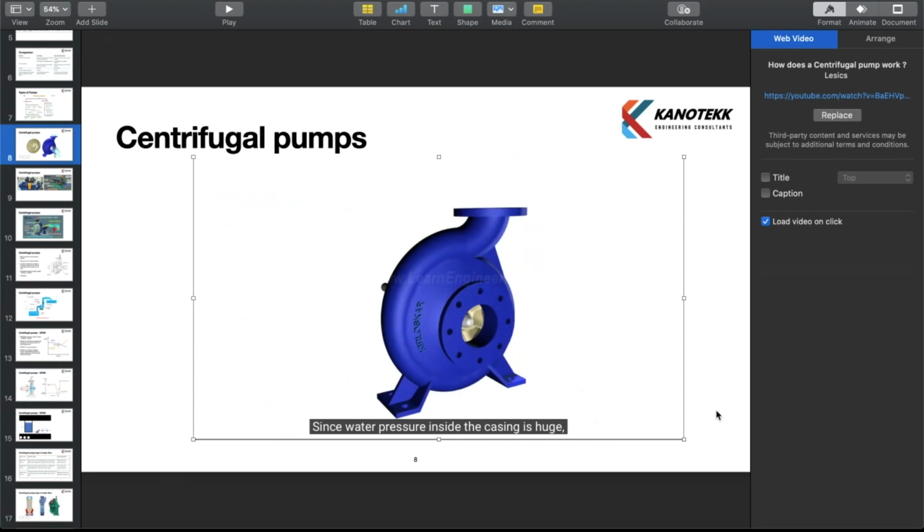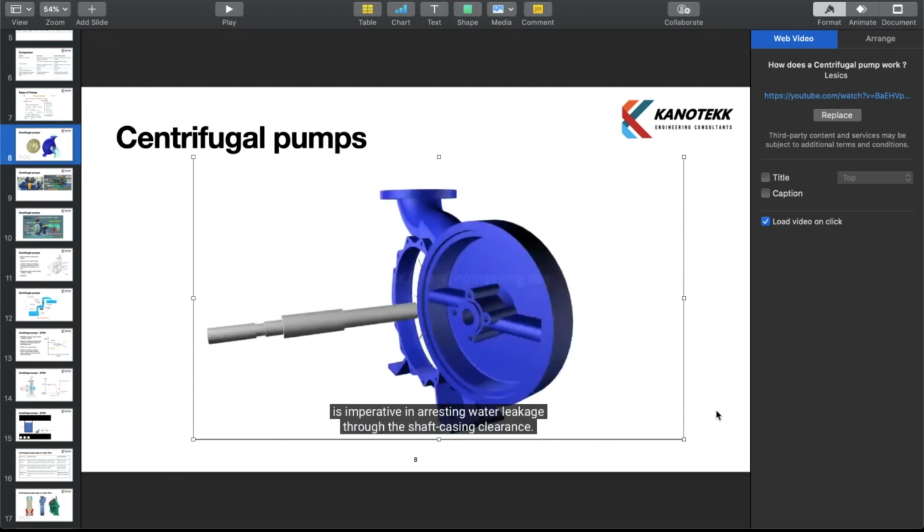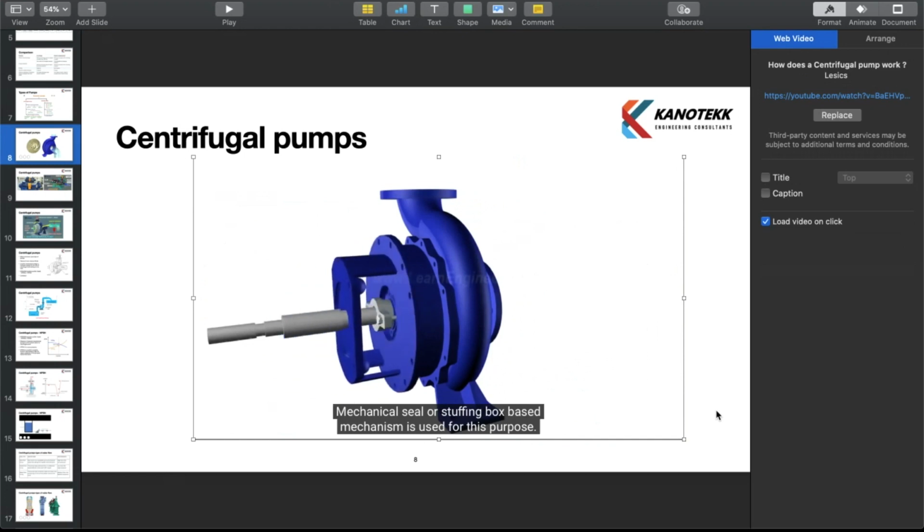Since water pressure inside the casing is huge, a proper sealing arrangement is imperative in arresting water leakage through the shaft casing clearance. A mechanical seal or stuffing box-based mechanism is used for this purpose.